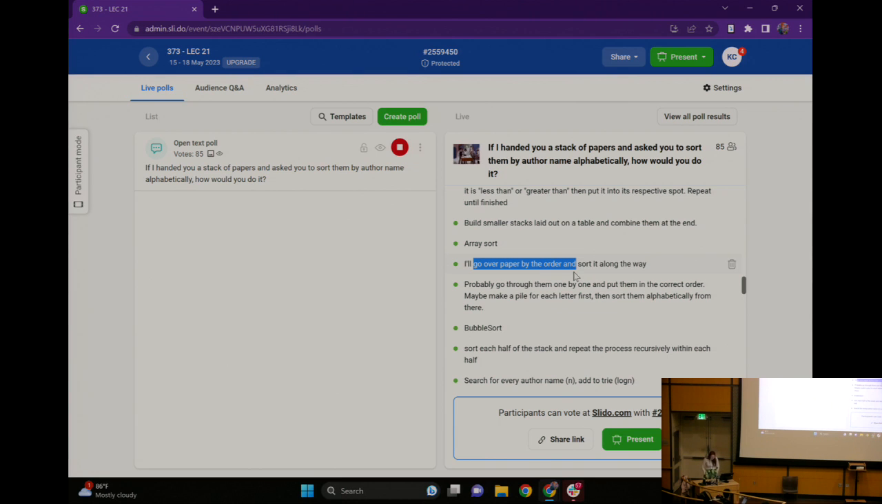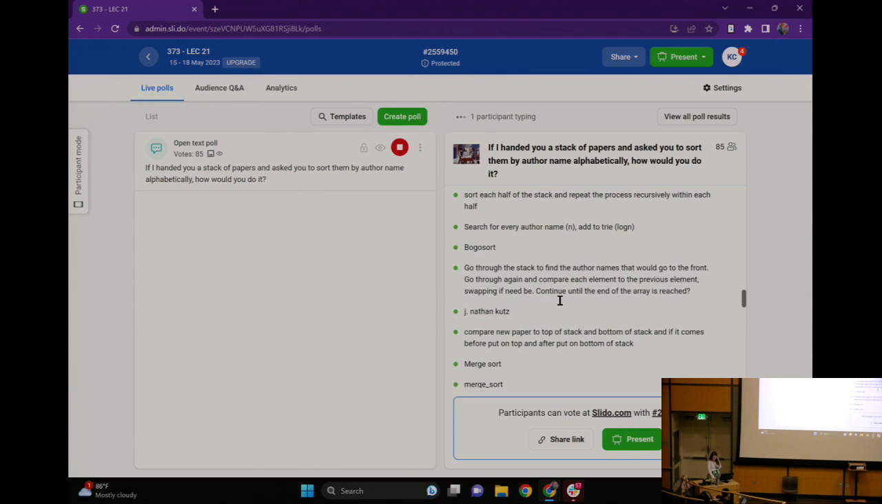I will say mine, the one that comes to my brain is I would probably take the stack and then flip through from the start to the very end looking for the very first name. Like, where is the very first A name, and I'd grab it and put it at the front, and then I'd loop through again and find the next one. That's what I kind of interpret this one. That one's called insertion sort.